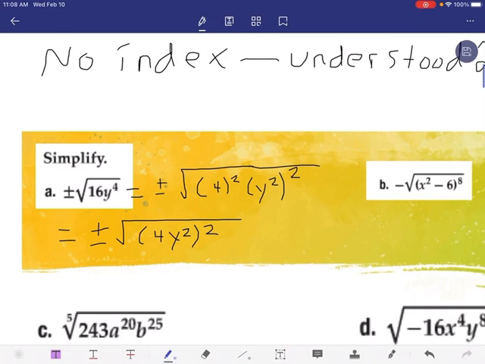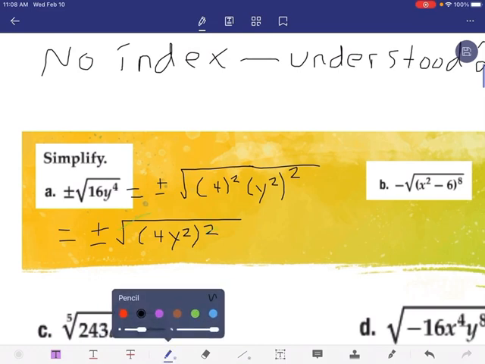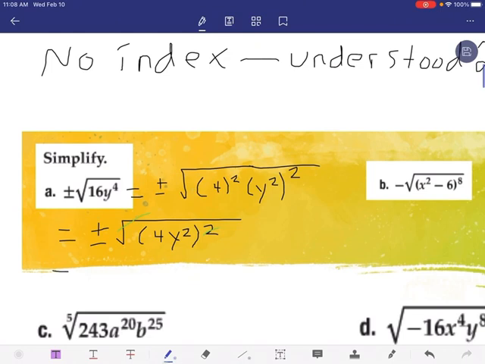And the reason we want to do that is because, remember, we said that a radical and an exponent of whatever our index is are inverses of one another. So we're just going to end up with plus or minus 4y squared. And that would be our answer.